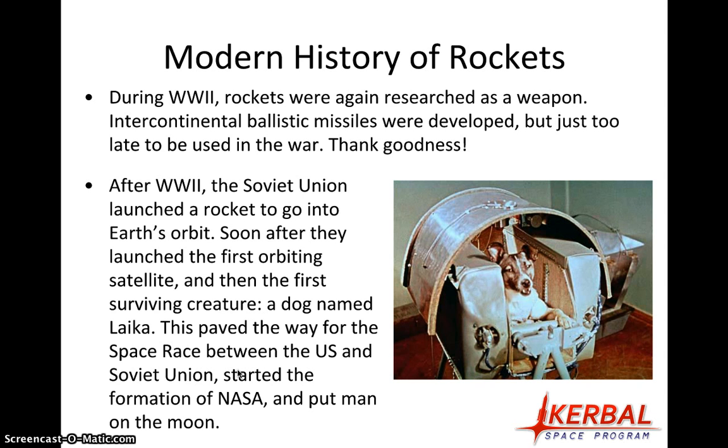Up until modern history now, during World War II, rockets were again researched as weapons. Intercontinental ballistic missiles were developed, but just too late to be used in the war. After World War II, the Soviet Union launched a rocket to go into Earth's orbit. Soon after, they launched the first orbiting satellite and then the first surviving creature, a dog, as you can see in the image. This paved the way for the space race between the U.S. and Soviet Union in the 50s and 60s, and started the formation of NASA and put a man on the moon.